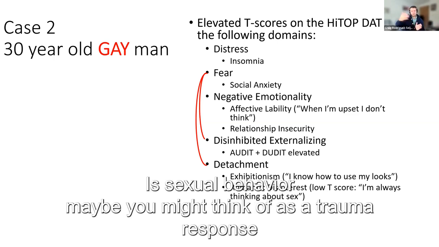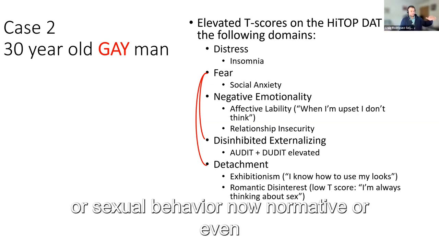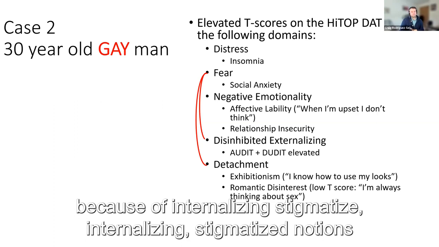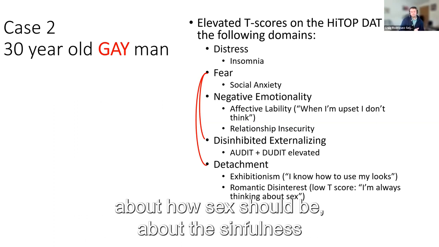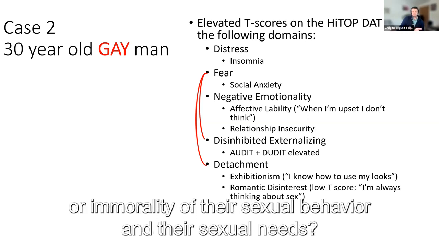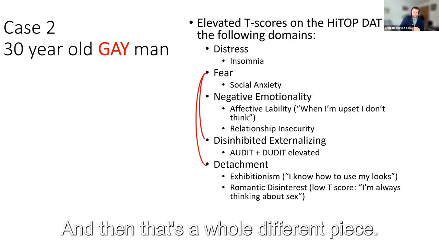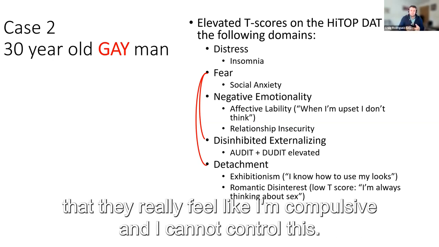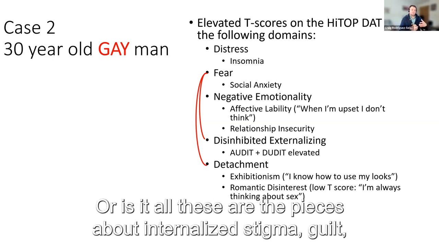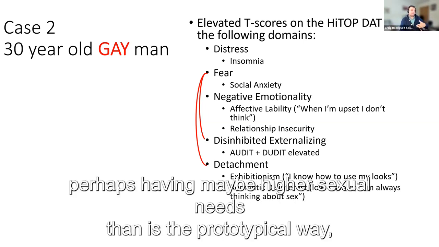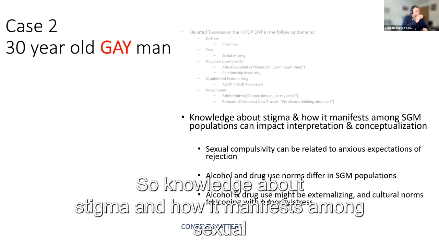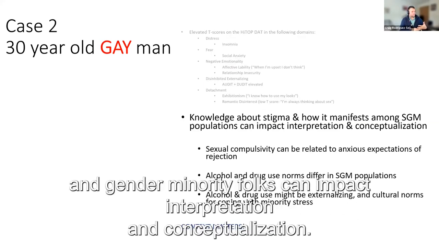Is sexual behavior maybe a trauma response, or is sexual behavior now normative, or is this an individual who's expressing distress about sexual behavior because of internalizing stigmatized notions about how sex should be, about the sinfulness or immorality of their sexual behavior and their sexual needs? And that's a whole different piece. So is this person concerned about sex because it's really distressing them, that they feel like they're compulsive and cannot control this? Or is it all these other pieces about internalized stigma, guilt, perhaps having higher sexual needs than the prototypical way, and then internalizing stigma about what that means, that this person doesn't fulfill our norms? So knowledge about stigma and how it manifests among sexual and gender minority folks can impact interpretation and conceptualization.